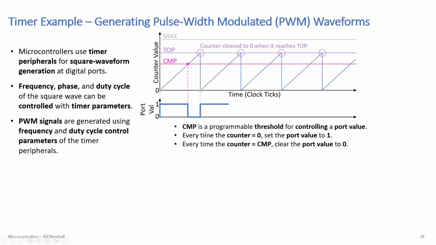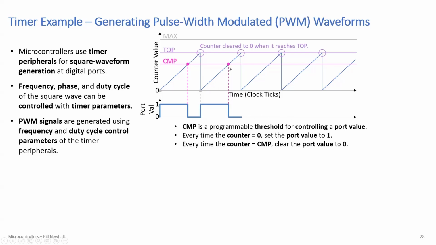And then this continues. When the counter equals 0, the port value goes to 1. When the counter equals the comp value, the port value goes to 0. Oh, I'm sorry, wait. I neglected this, so I want to point this out in this description. We talked about this: when the top value equals the counter value, that's when the counter goes to 0, and at the same time, that's when the port value goes to 1. I wasn't clear about that.